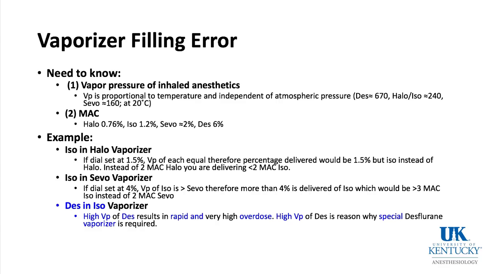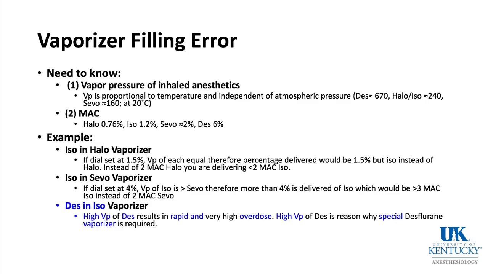The first keyword is vaporizer filling error. What if you could put the wrong liquid volatile anesthetic in an inappropriate vaporizer? What would happen? You would need to know vapor pressure of inhaled anesthetics. The vapor pressure of desflurane is very high at about 670. That's the reason why we need the special vaporizers that desflurane is provided in that keep it at 2 atmospheres and 39 degrees so that we can deliver it accurately.